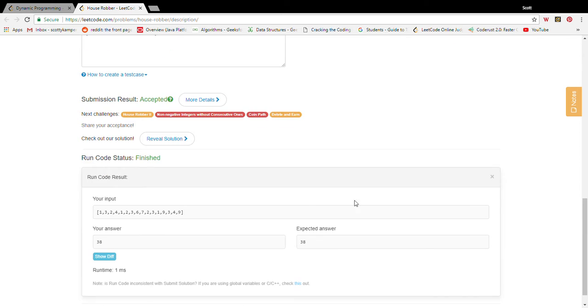Alright, so we've got this rather interesting case right here, where these are the numbers representing the amount we can earn from robbing each house, and the expected answer was 38. We got 38 as well. So we maximized our profit from robbing this street of houses right here.